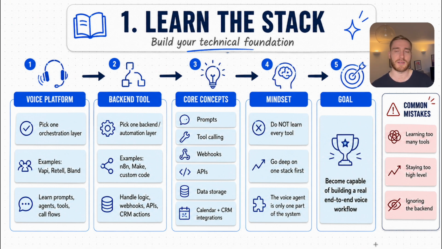You then need to pick your backend tool, because ultimately all AI voice agents basically consist of two main parts. That's the orchestration layer, the front end, and then you can think of the back end as the tool execution layer. So these are going to be tools like n8n, Make.com, maybe even Claude Code if that's the route you want to go down. But again, don't make the mistake of trying to learn everything. Just pick one, stick to it, and learn it like the back of your hand.